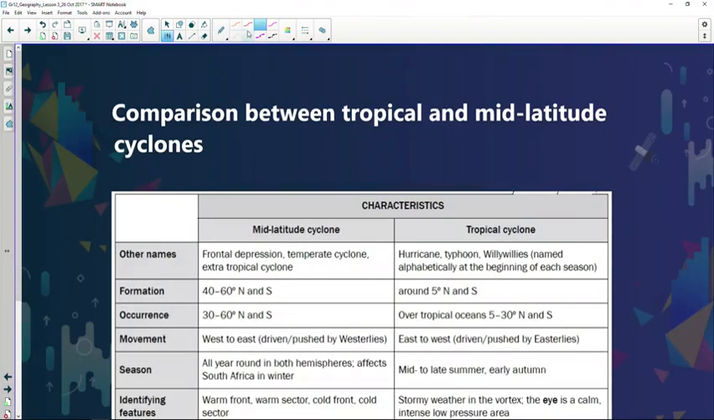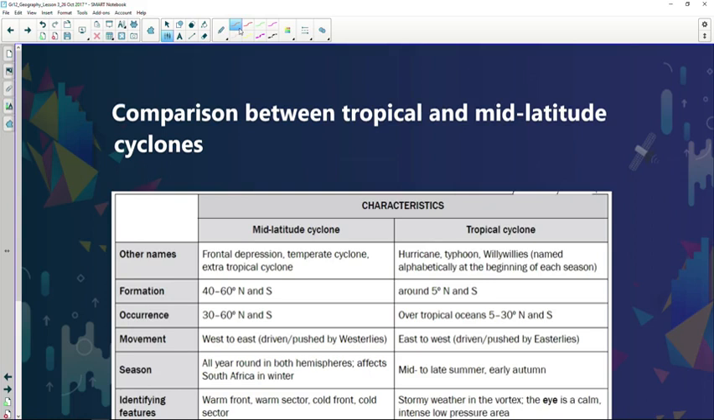Now, just to end this lesson off, I want to compare mid-latitude cyclones to tropical cyclones. Very importantly, we need to remember, Gr12, both are low-pressure systems, because a cyclone is a low-pressure system. With mid-latitude cyclones, is it established because of warm conditions, or because the air is being forced to rise? It's because the air is being forced to rise.